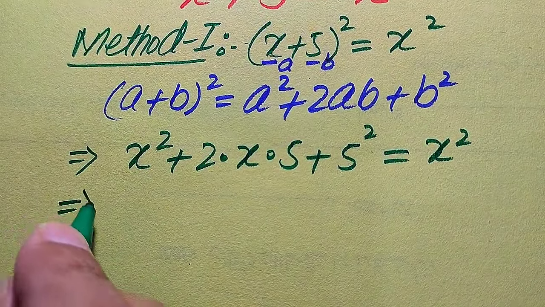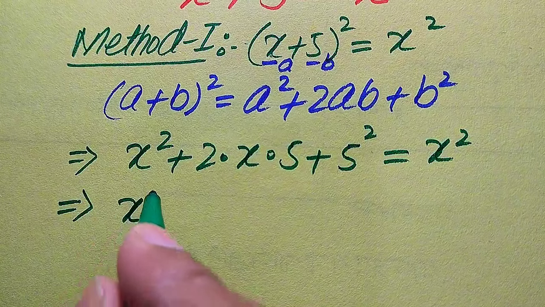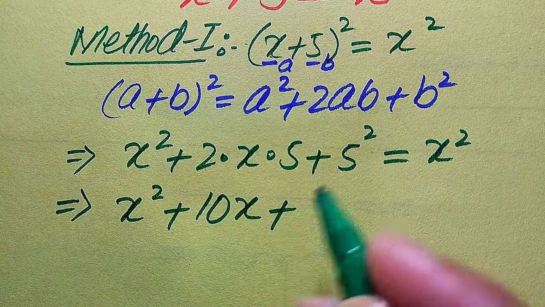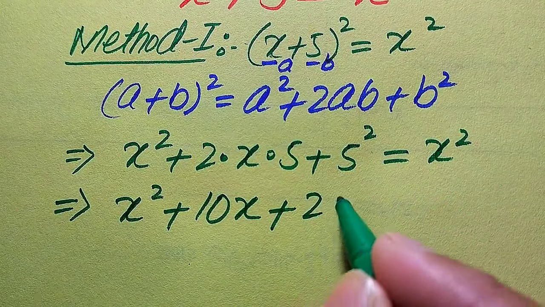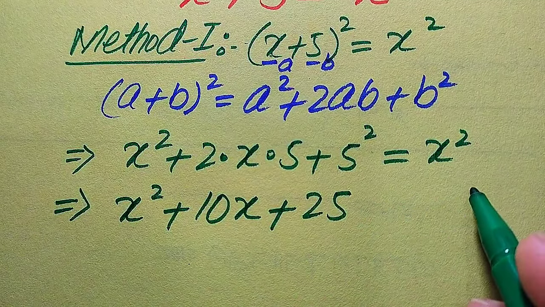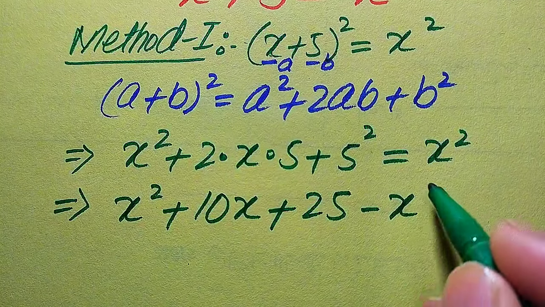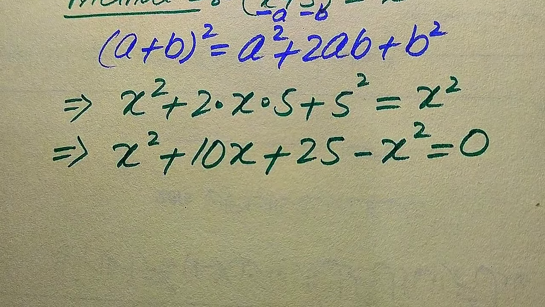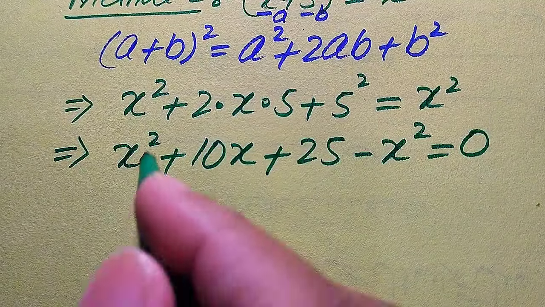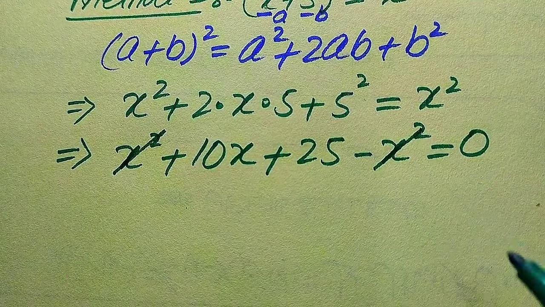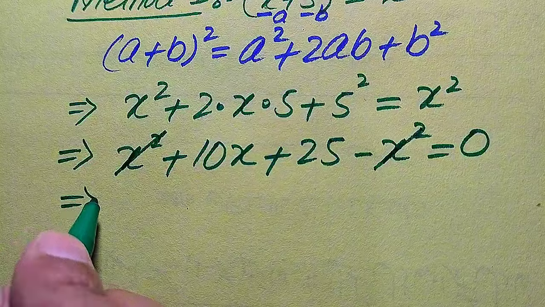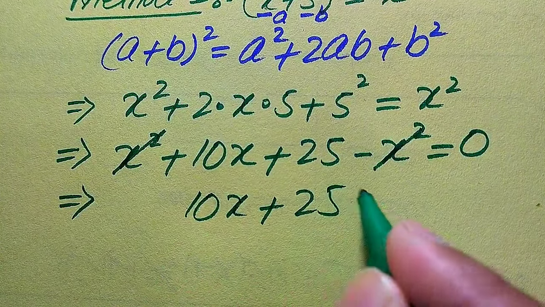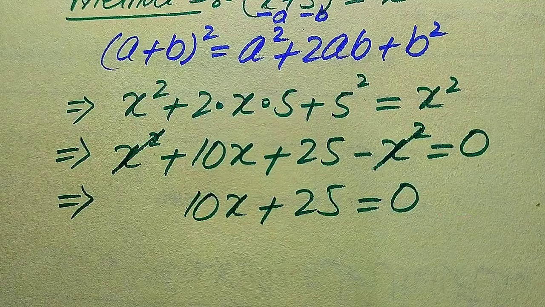And in the next step we need more simplifications, and it will be written as x squared plus 2 times 5 becomes 10x, plus 5 squared becomes 25. And we move this x squared from the right hand side to the left hand side, and it becomes minus x squared, and this whole equation is equals to 0. And now you see here the positive and negative terms are cancelled out by each other, and we get the remaining values: 10x plus 25 is equals to 0.